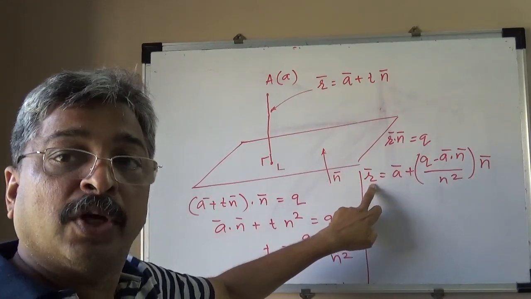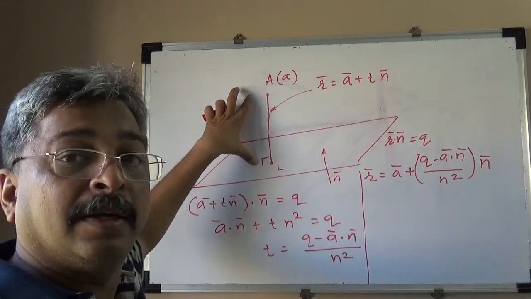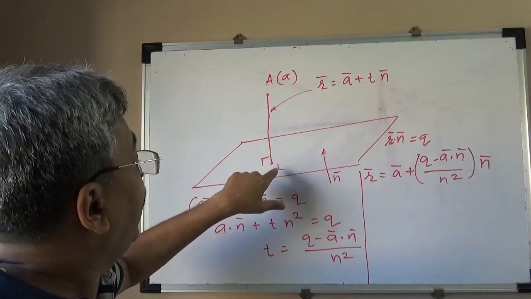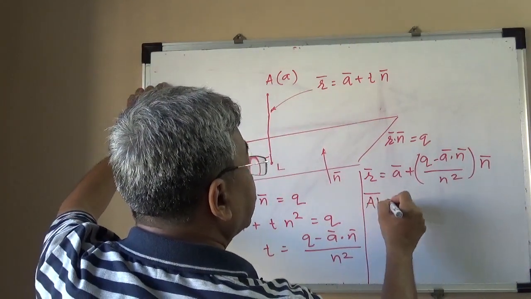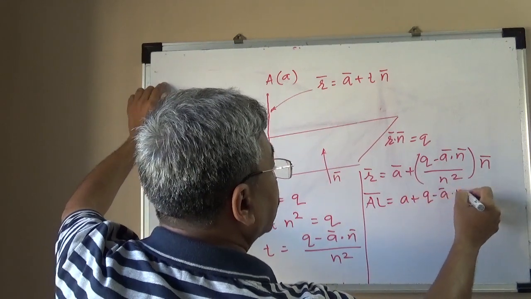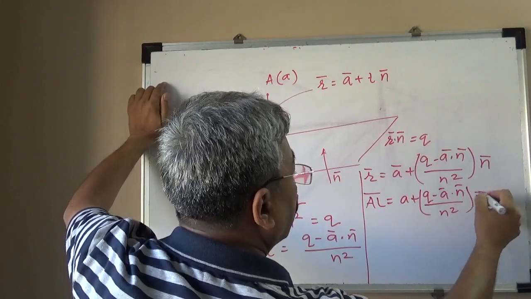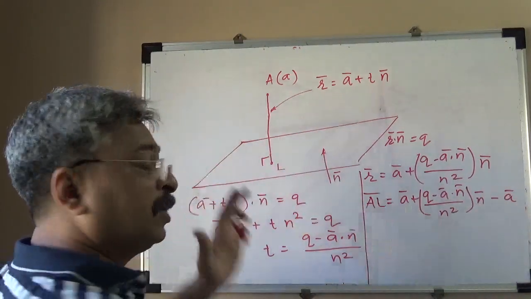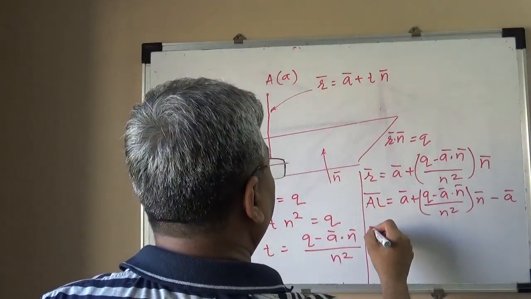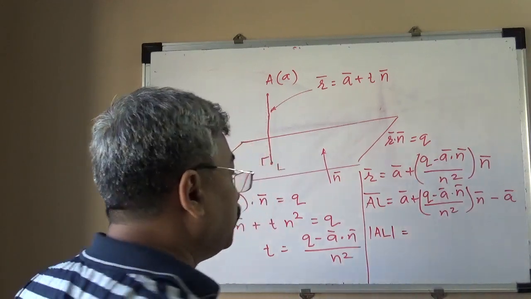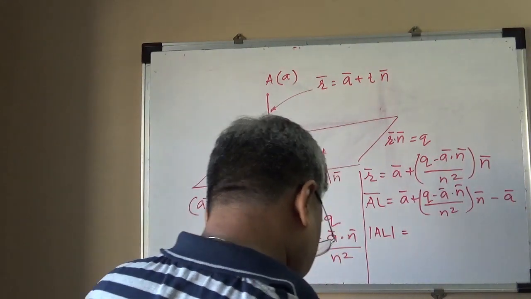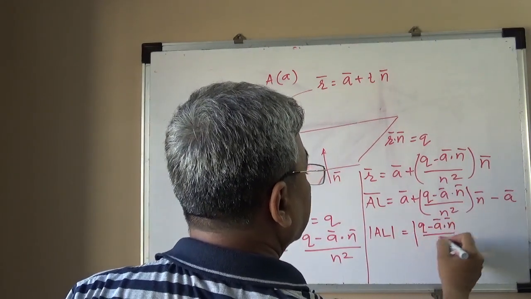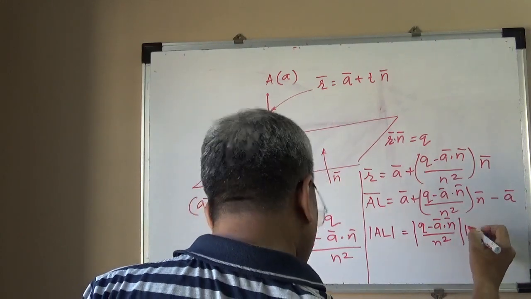Right? So this is the position vector of L, and now you are supposed to find out the distance AL. The distance AL is the length of vector AL. AL is L minus A. Therefore, vector AL is equal to A plus ((q minus A bar dot n bar) upon n square) times n bar, minus A bar. So A bar gets cancelled. Therefore, we get AL is equal to only this quantity. And now we want to find the distance AL. Therefore, the absolute value of vector AL is equal to the absolute value of this RHS, and therefore the final answer is going to be equal to the absolute value of (q minus A dot n bar) upon n square, into the absolute value of n.